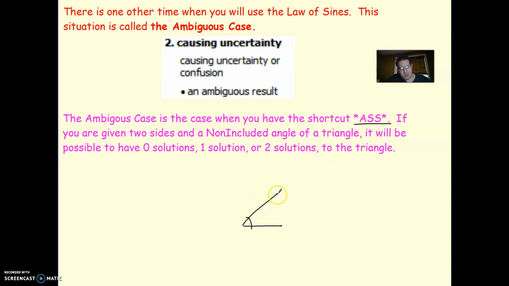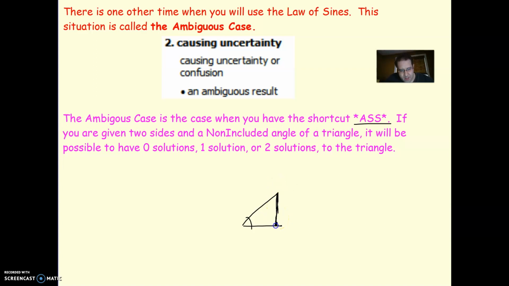side. So this length side might be too short in order to hit back, because you know this angle, and you know this side, and you know this side. If this side is too short to hit here, that's going to have no solutions. You can't make a triangle. But if it's just perfect enough to hit this side, then it's going to create a 90-degree angle, and it's only going to have one solution.